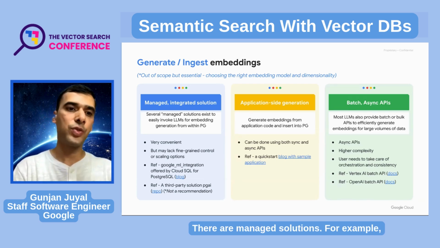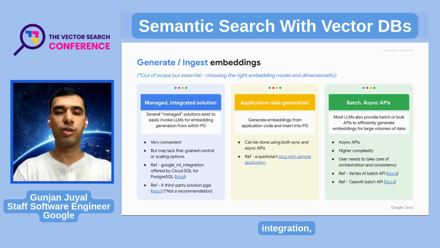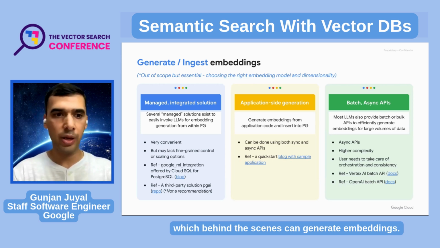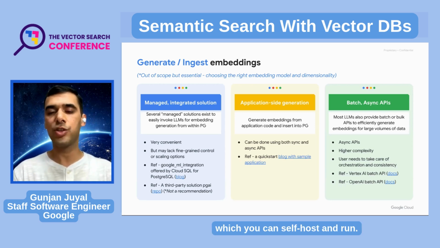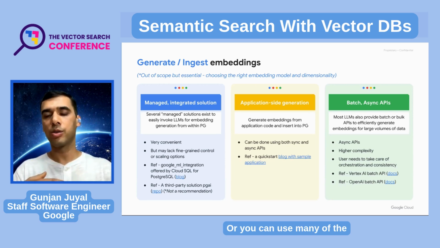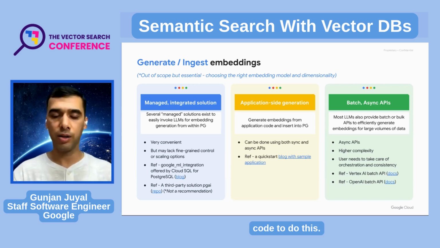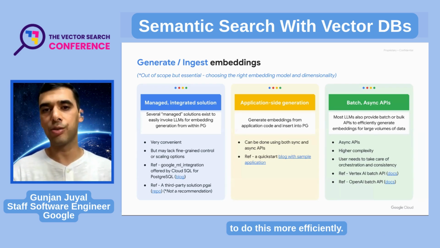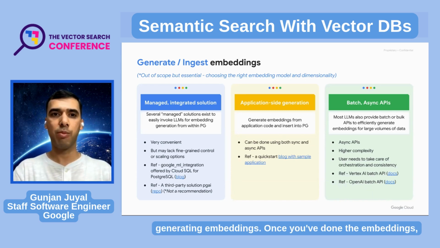There are managed solutions. For example, Cloud SQL has a Google ML integration, which provides you functions which behind the scenes can generate embeddings. Similarly, PostgreSQL has third-party solutions like PGA, which you can self-host and run, or you can use many of the available application side code to do this. And LLMs usually also provide batching APIs to do this more efficiently, but you'll have to start with this one big step of generating embeddings.